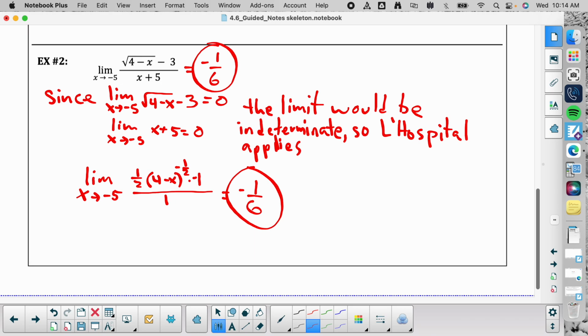If 0 over 0 is anywhere on your paper, they will mark it wrong. Yeah. 0 over 0 is not allowed to be written as a mathematical statement.